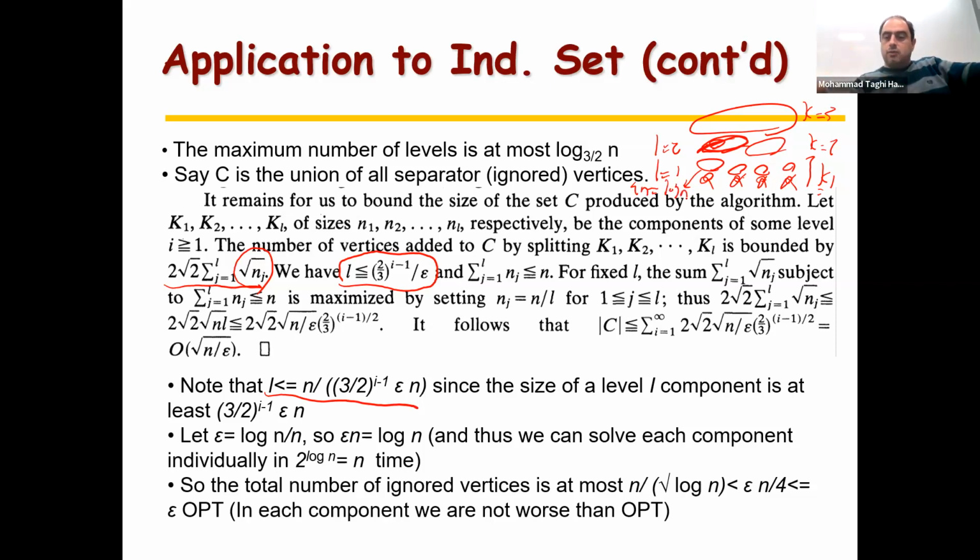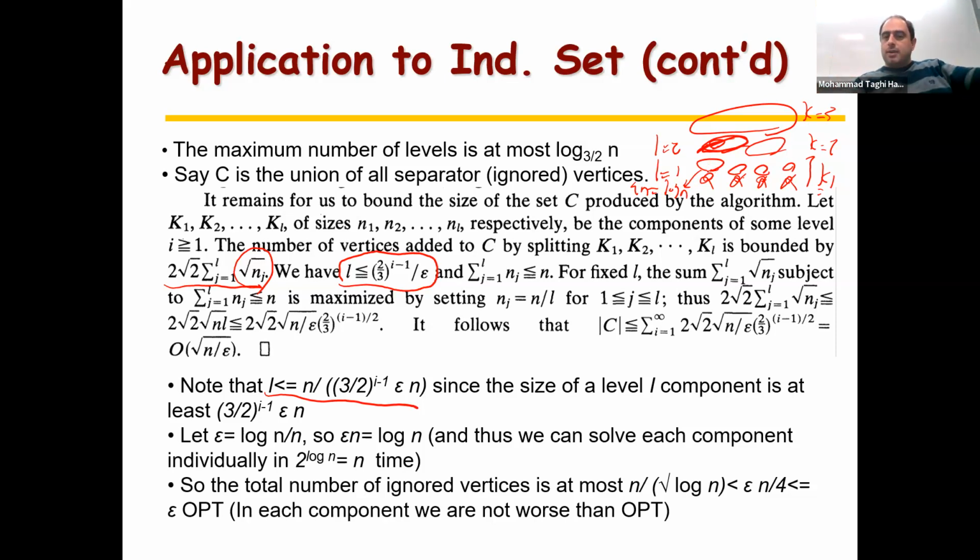So epsilon actually would be log n over n. Here is this case. Because I know that the size of each of these ones would be epsilon n, I know that when you go from each level up, the sizes go up by a factor of 3/2. Why? Because we know that when you remove a separator, the size goes down by a factor of 2.